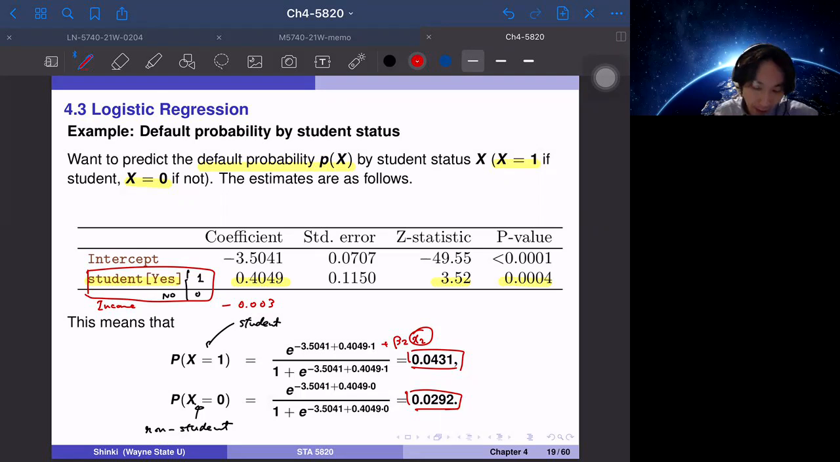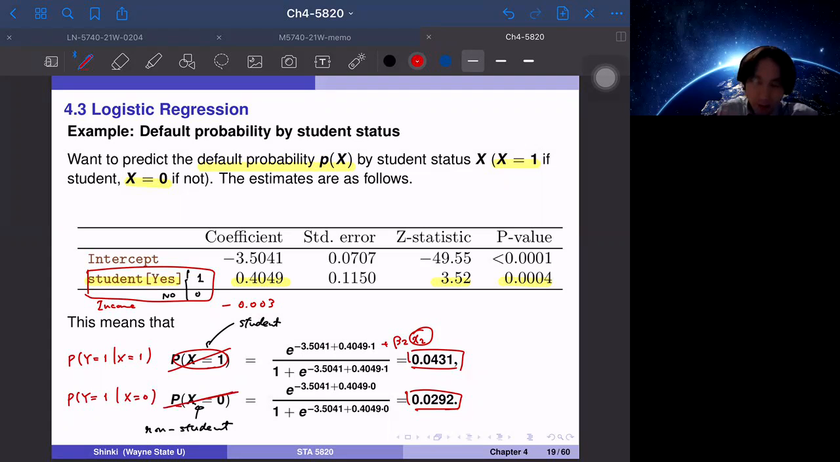Yeah, sorry. I think that my notation isn't really accurate. So this should be probability of default given student, the person is student, and the other is probability of y is equal to... oh, sorry. The student 0, 1. Yes, so y is equal to 1, x is equal to 0. Yeah, you're right. So I think this notation is not correct.